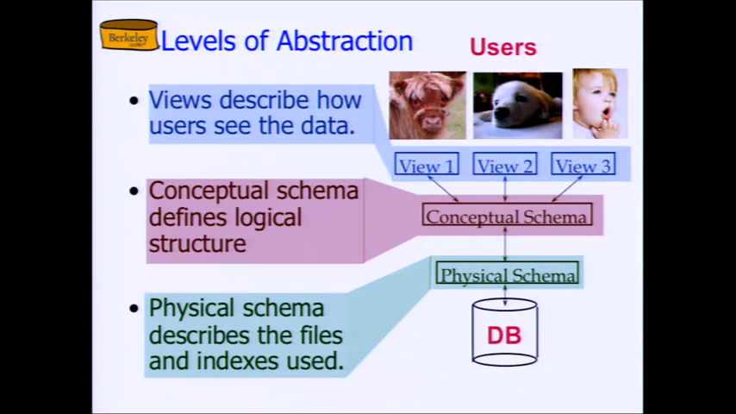So if you decide that courses and enrolled are going to be one table in the schema instead of two, maybe the cow never sees that at all because he just cares about enrollment numbers. Okay? And then physical data independence separates the conceptual schema from changes in the physical layout. Right?